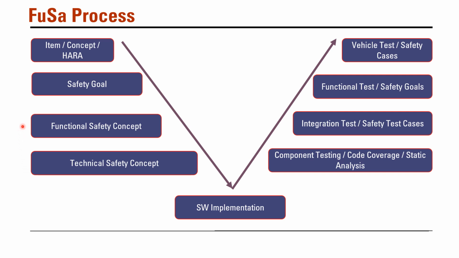So the functional safety concept has high-level safety concept procedures, and technical safety concepts are more detailed safety concepts, like derivation of different safety concepts from one functional safety concept. And then we go to software implementation.